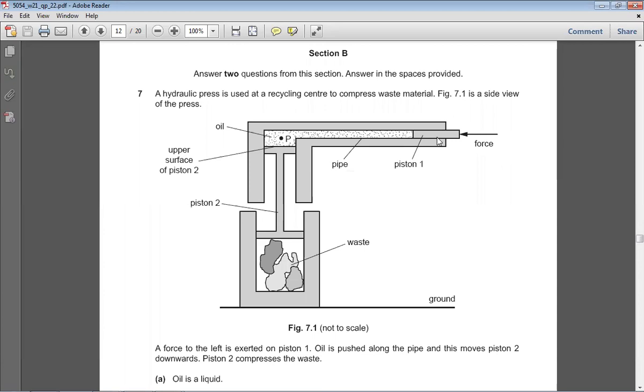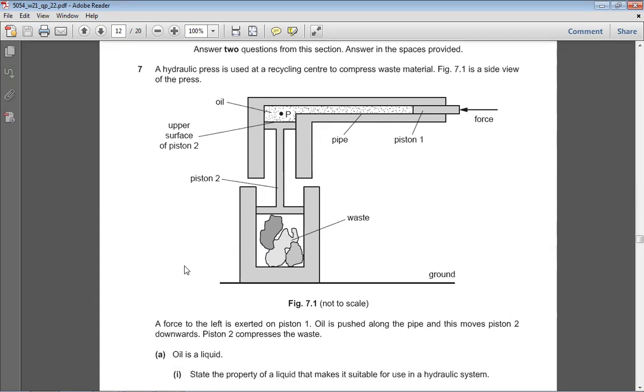From here, the force is applied. Here we have the oil, and when this oil comes here, it puts pressure on this piston. This is piston number 2. This is piston number 1. So this piston will go downward, and here we have the waste, and that waste will be compressed. A force to the left is exerted on piston 1. Oil is pushed along the pipe, and this moves piston 2 downwards. Piston 2 compresses the waste.